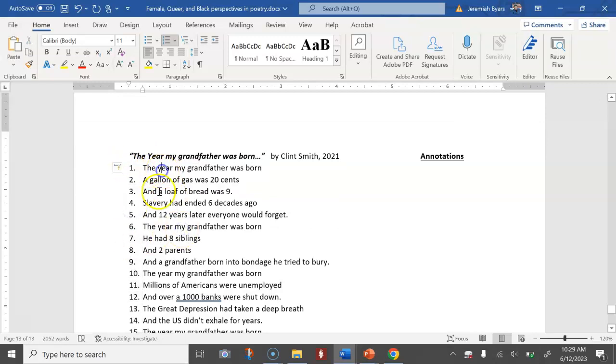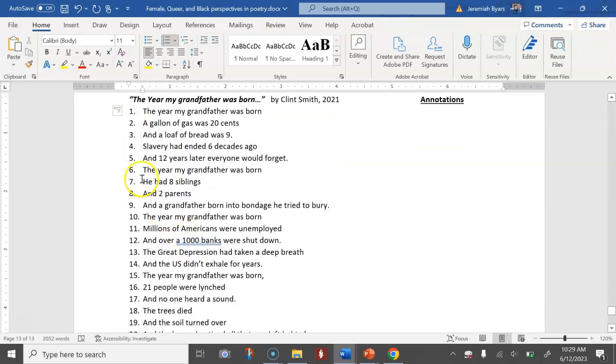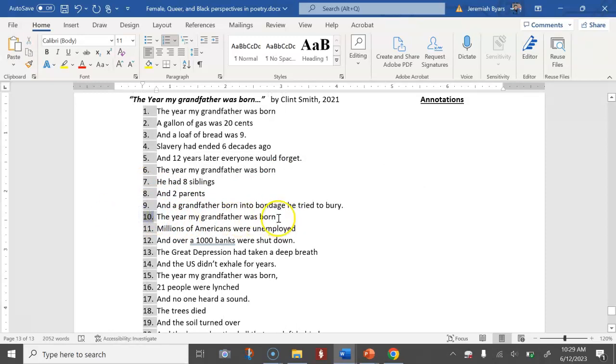1, 2, 3. Like these are numbered, okay. If I'm quoting these two lines, I would put 7 and 8. If I was just quoting this one line right here, that's line 10. Okay. You gotta number your lines.